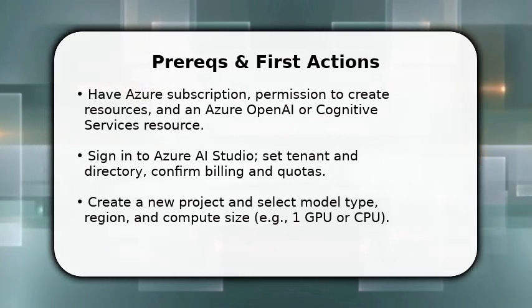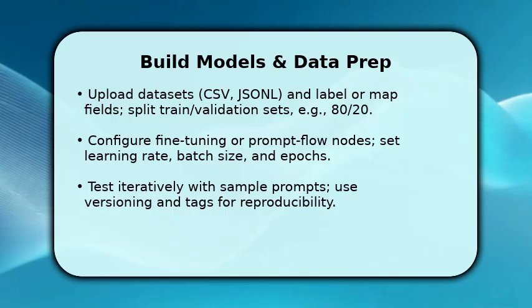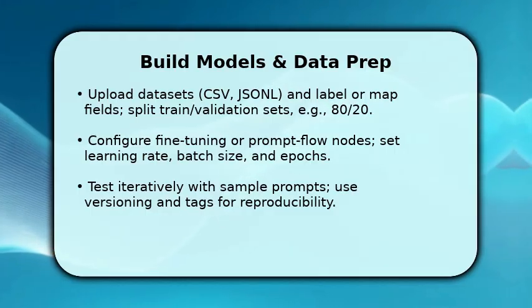Once your project exists, upload data in CSV or JSONL and map fields so the model knows inputs versus targets. Make sure to split training and validation sets. 80/20 is a common choice to evaluate performance.